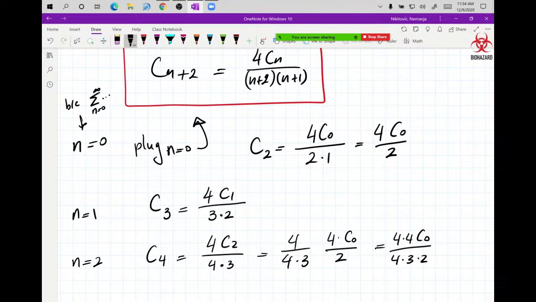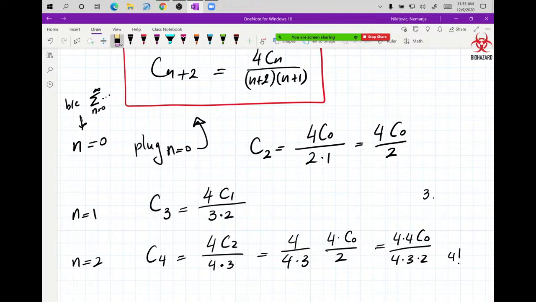Guys, I'm hesitant to cancel these values, because what I'm seeing here, if I put times 1, I see 2 factorial on the bottom. I see 3 factorial on the bottom. Over here I see 4 factorial on the bottom. But if I do cancellations, I can't see any of those. So let's not prematurely cancel anything, right?